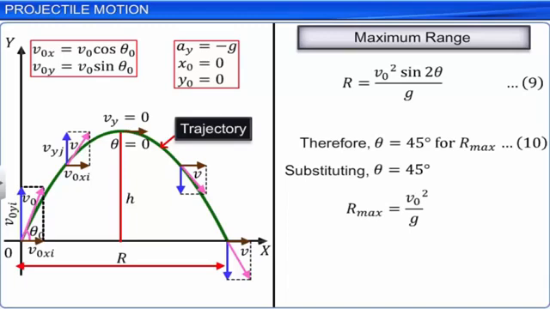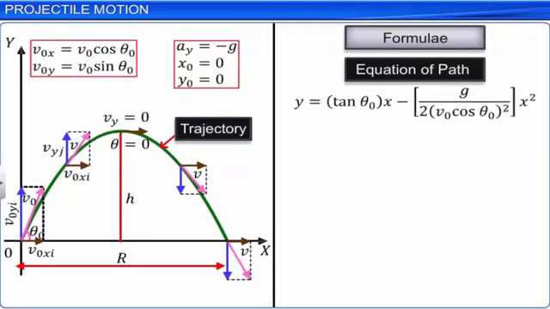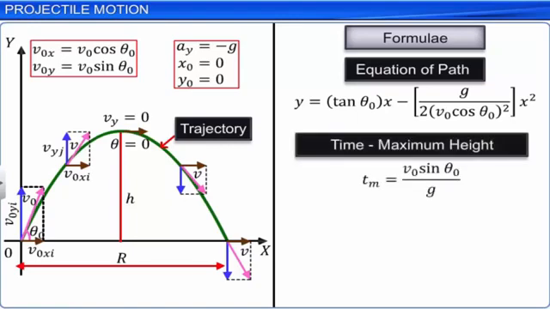The equation of the path for the projectile: y is equal to tan theta 0 into x minus g divided by 2 into v0 cos theta 0 whole square into x square. Time taken for the projectile to attain maximum height: Tm is equal to v0 sin theta 0 by g. The time of flight of the projectile: Tf is equal to 2 v0 sin theta 0 by g.